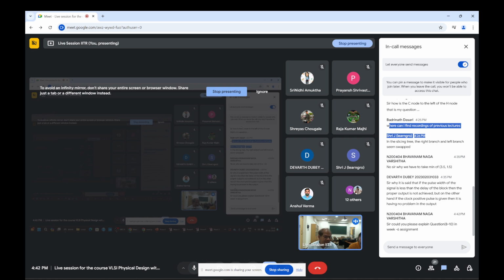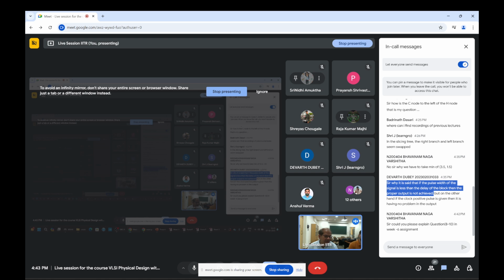The first one is related to combinational circuits. When the pulse width is smaller than the delay of the block, then the output will not change, because of the inertial delay of the combinational circuit. But on the other hand, if the clock positive pulse is given, then it is having no problem in the output. This is a very good question actually.